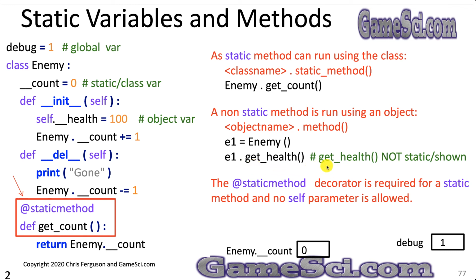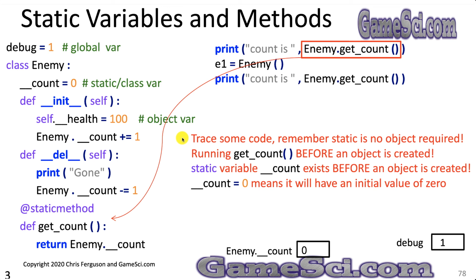I didn't have room on this slide to write getHealth, so it is not shown, but it is a non-static method. The @staticmethod is called a decorator. This is required for a static method. You have to put this line above every static method that you want to write. Also notice on a static method, we do not pass it a self variable. Remember, static methods have to run without an object, and you don't have a self variable until you create an object.